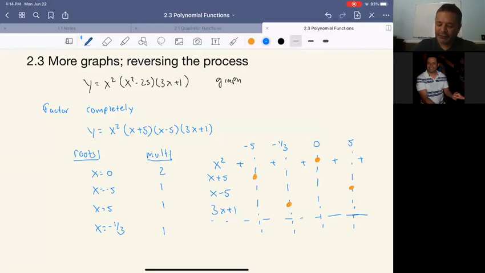X plus 5 is a line sloping up, crossing at x equals negative 5. So it changes from negative to positive there. This is a familiar idea. X minus 5 changes from negative to positive at 5. 3x plus 1, the slope here is 3, so it's going to change again from negative to positive at its root. Three negatives gives you negative, then positive, negative, negative, positive.